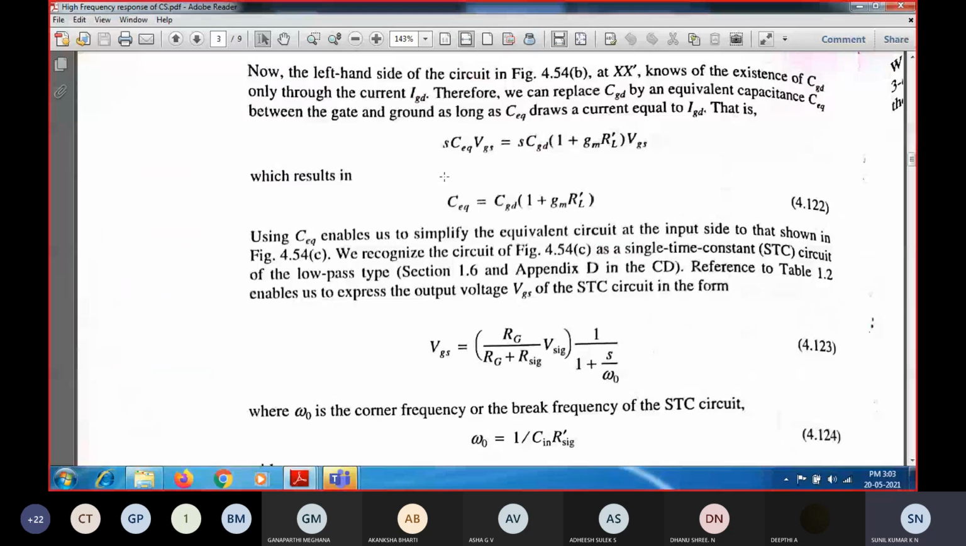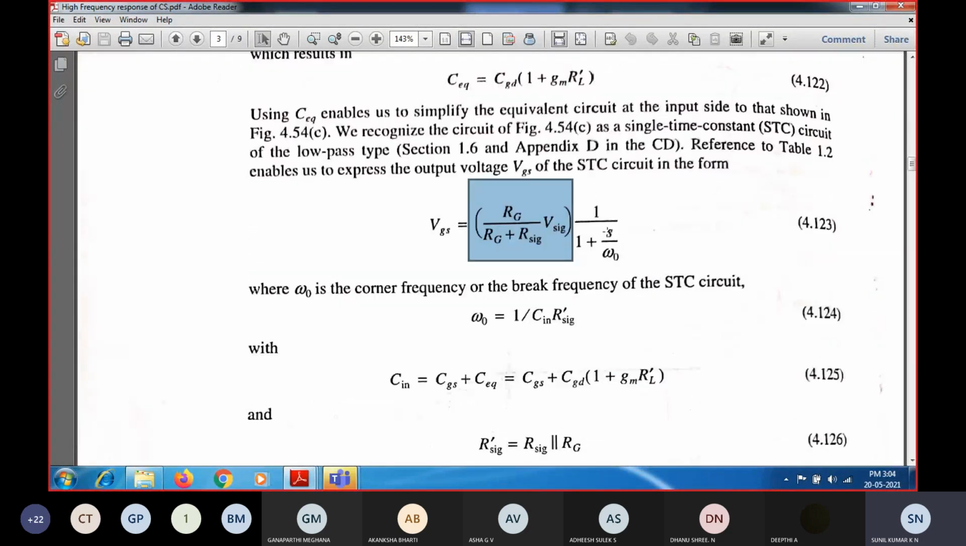So C equivalent will be equal to CGD multiplied by 1 plus gm into R L dash. If I want to constrain this into a single STC network, you're going to have V signal as the output: V signal into RG divided by RG plus R signal, into 1 by 1 plus S by omega naught. So this is the transfer function of the amplifier, and this is the input signal voltage VGS.